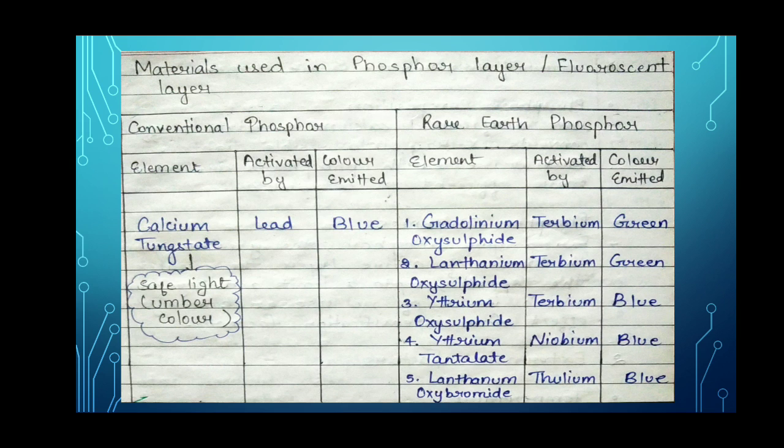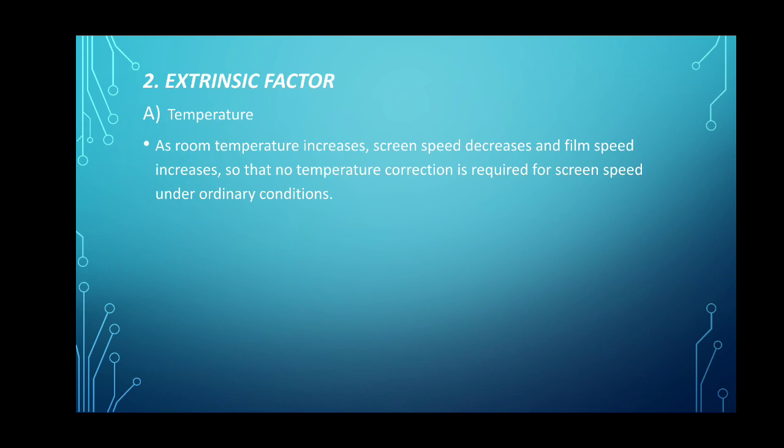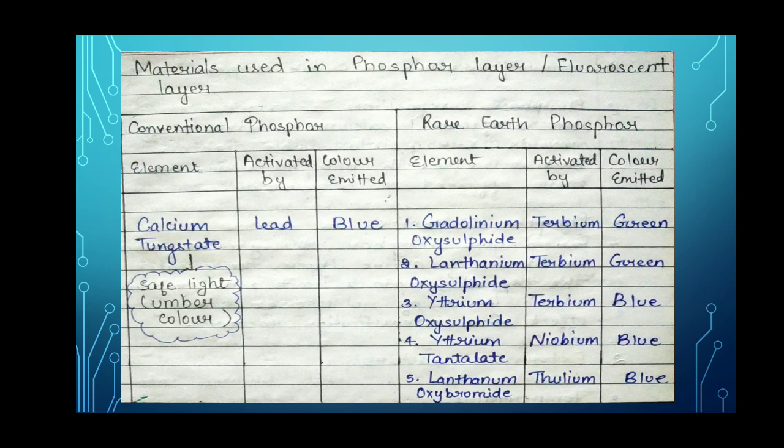Materials used in the phosphor layer, the fluorescent layer. Conventional phosphor: calcium tungstate, color emitted blue, activated by lead. Rare earth phosphor elements: number 1, gadolinium oxysulfide, activated by terbium, color emitted green.